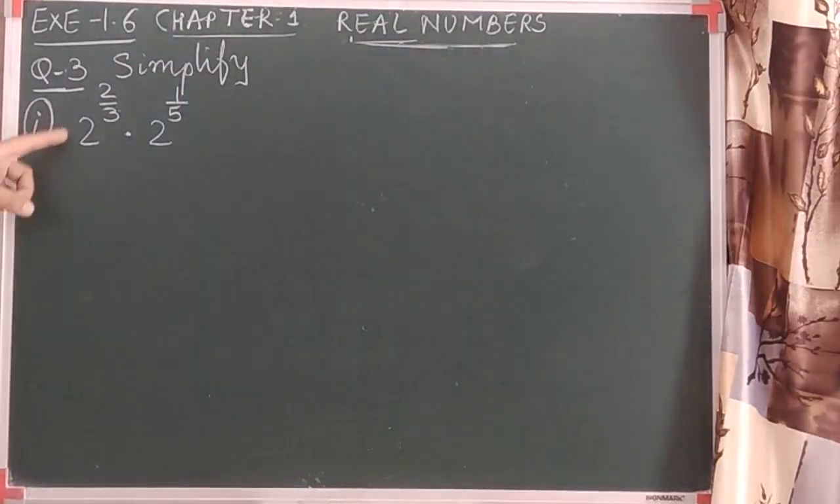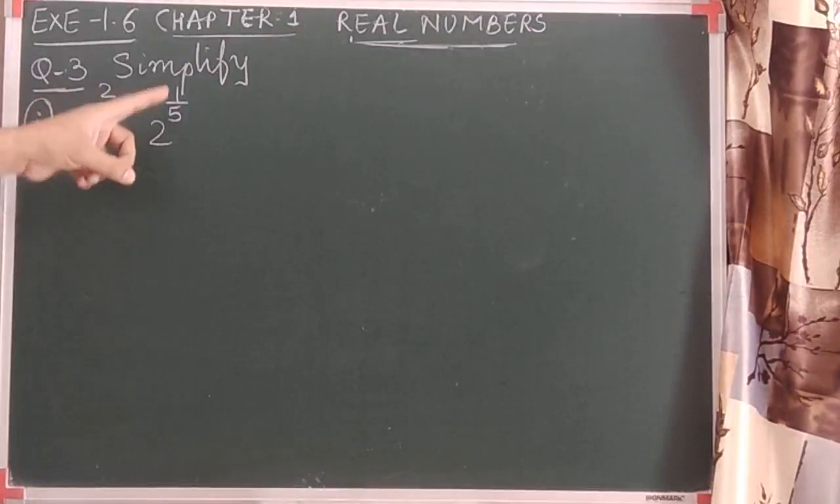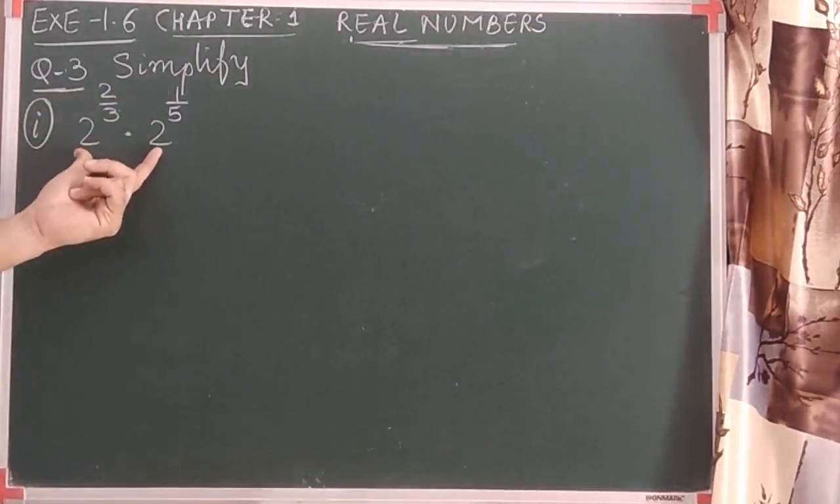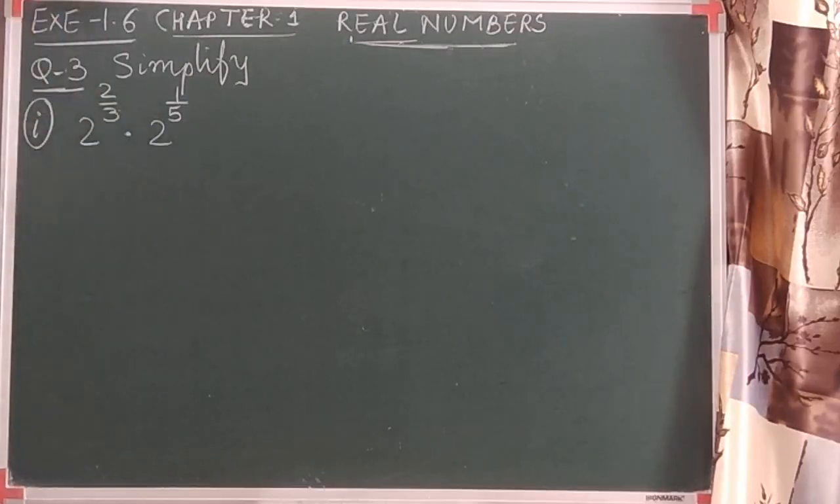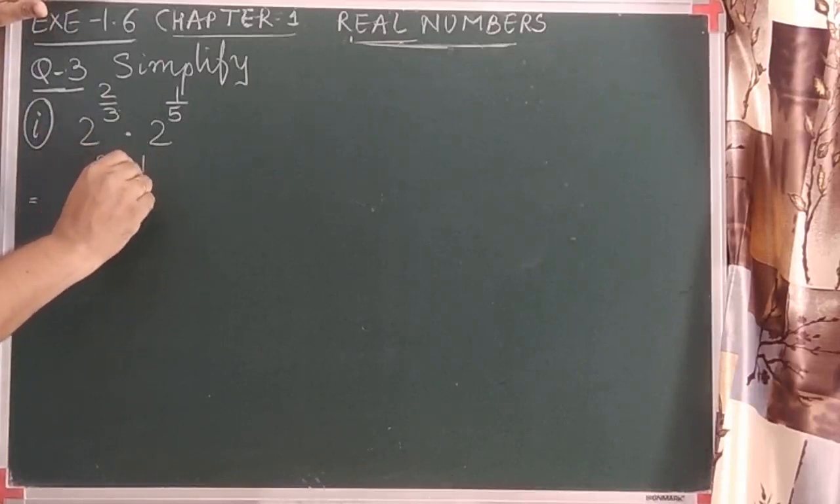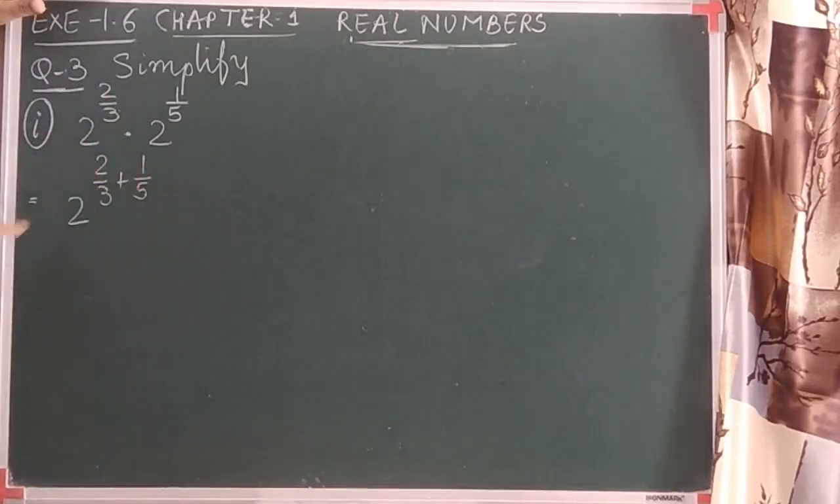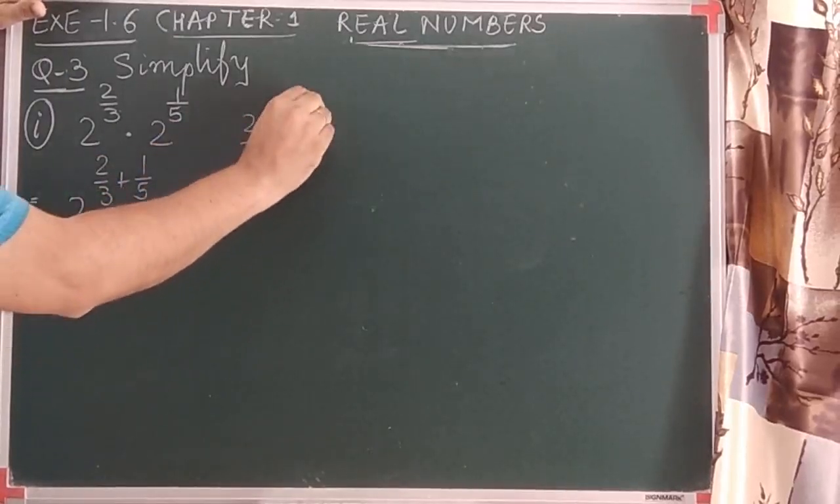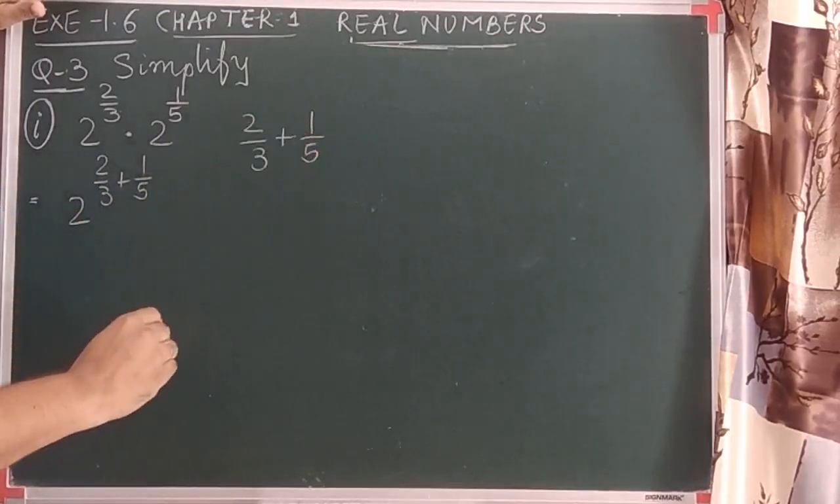It is 2 raised to 2 by 3 into 2 raised to 1 by 5. You can see here there are two terms in the product. They have the same base. So as we discussed earlier, according to the laws of exponents, we'll do the addition of powers. Now remember 2 by 3 plus 1 by 5. How are we supposed to add this? 2 upon 3 plus 1 by 5. We are supposed to add by taking the LCM.